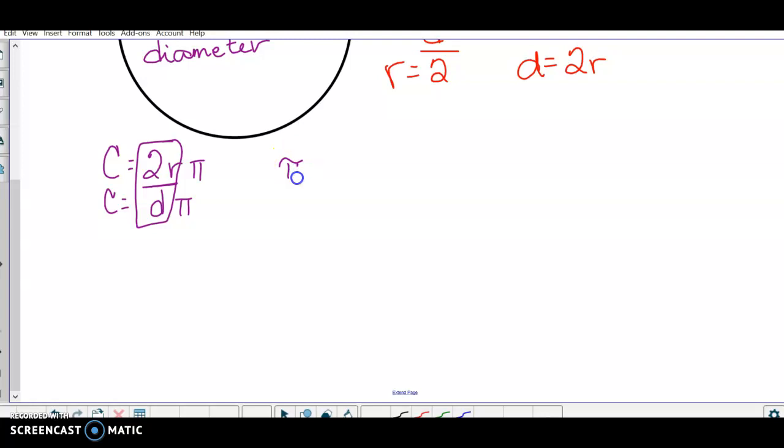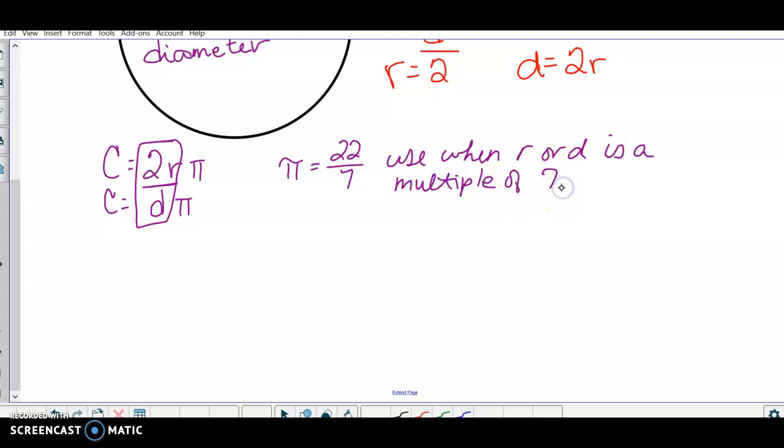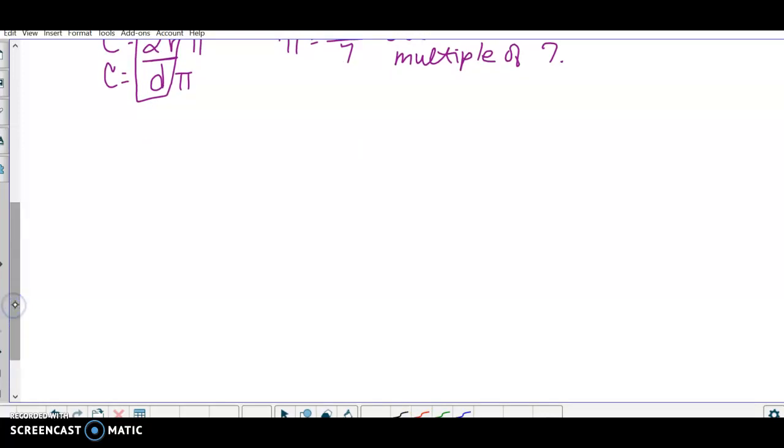Last week we used pi equals 3.14, but this week I'm going to show you about 22/7, and we use 22/7 when the radius or the diameter is a multiple of 7. And we're going to go back and review that whole multiplying of fractions. So let's do a little example of this. So I'm going to put another circle here for us. And I'm going to tell you that we have a diameter of 14 feet.